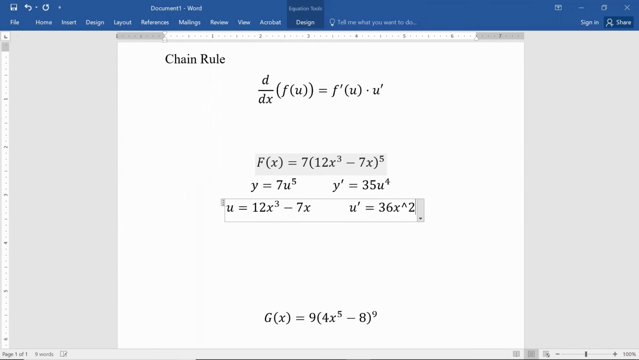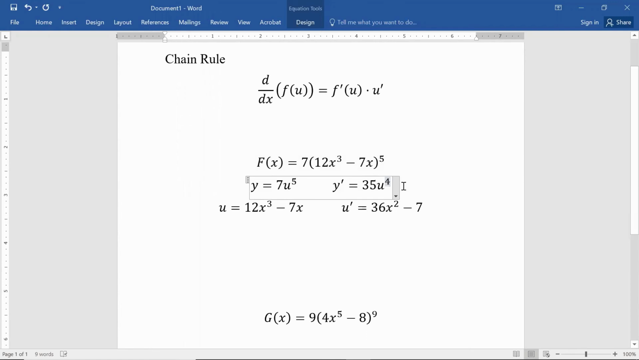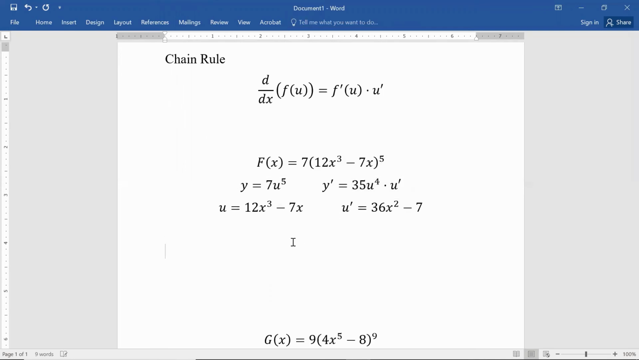is going to be 36x squared minus 7. Now, one thing I didn't do, a lot of times what people will do is up here in their y prime, they will put this multiply times the inside function. And that's what really our f prime of x is going to be. Our f prime of x is going to be 35u to the 4th times u prime.